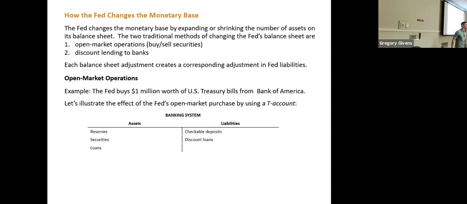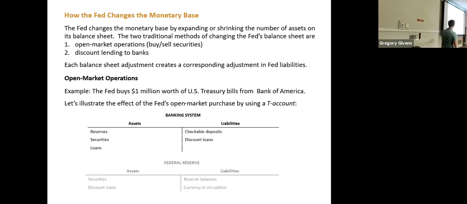What are the banking system's main liabilities? Checkable deposits. That's what it owes you guys, right? The total value of those checkable deposits must be provided to its customers on demand. So that's a liability for the banking system. Also, any discount loans that banks have taken from the Fed. That's what they owe the Fed at some future date when the discount loan matures. So that's what the T account for the banking system looks like.